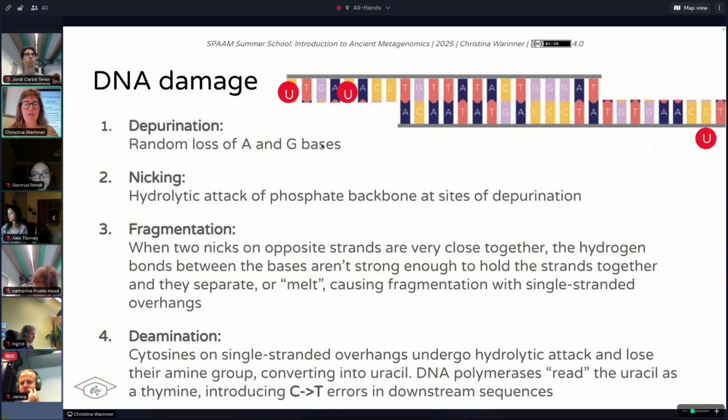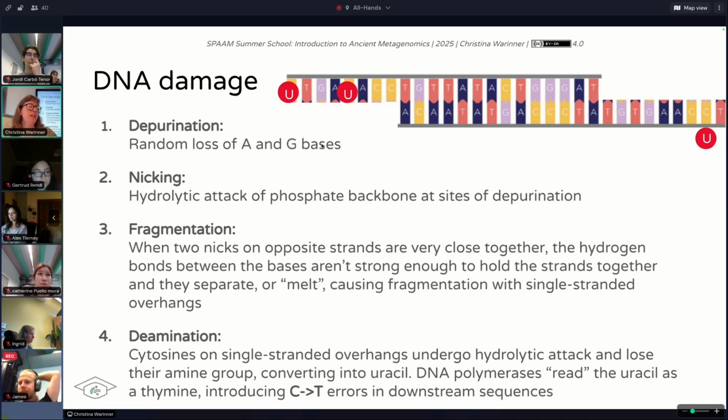So just a recap of DNA damage. First, we have depurination. This is the random loss of A and G bases. This leads the DNA molecule to become vulnerable to nicking, or this hydrolytic attack of the phosphate backbone at the sites of depurination. Then we get fragmentation. So when two of those nicks on opposite strands are very close together, the hydrogen bonds between those bases aren't strong enough to hold the strands together and they separate, or melt. And this causes fragmentation with single-stranded overhangs.